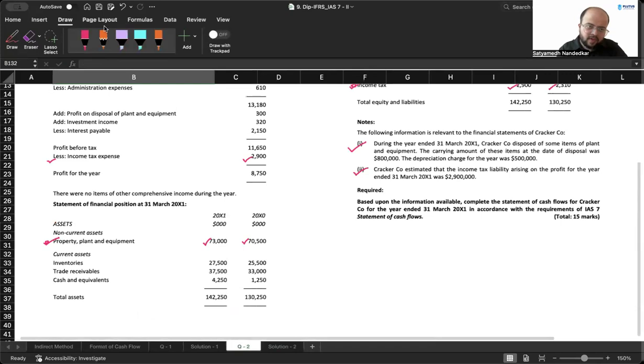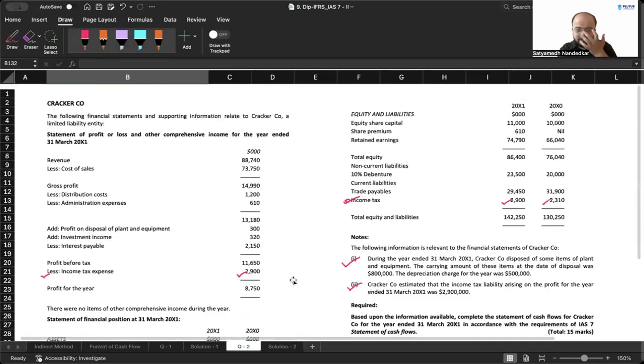Minus 4,500. Taken care of, done. Cash and cash equivalent is what we are interested in finding out. So no point in including that.